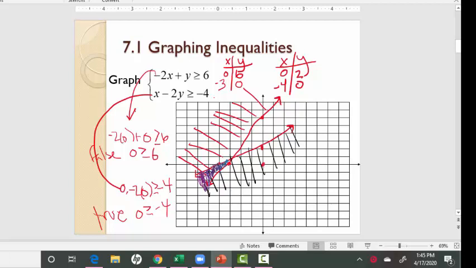The solutions also lie on both lines, and there are actually an infinite number of solutions because, of course, these lines go on forever, and that means the shading goes on forever as well. So any point in this area is a solution in the first inequality and the second inequality.